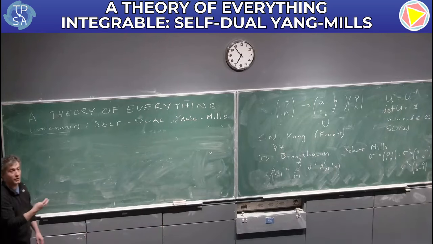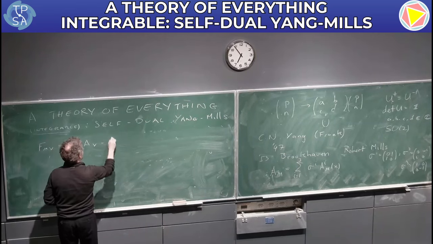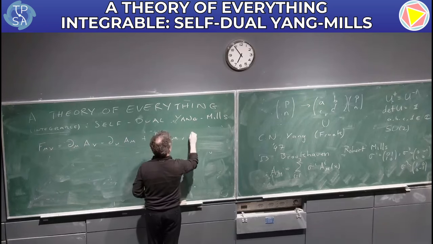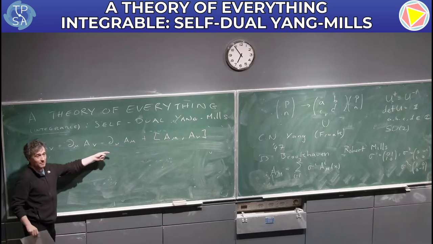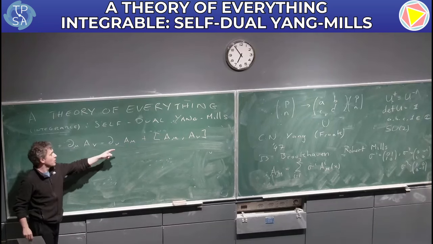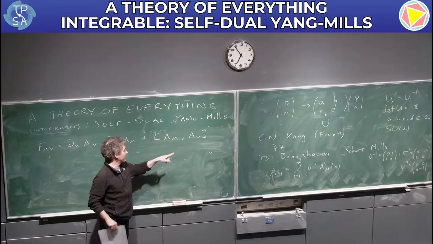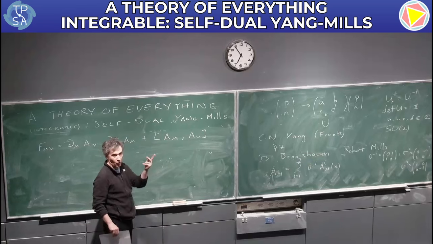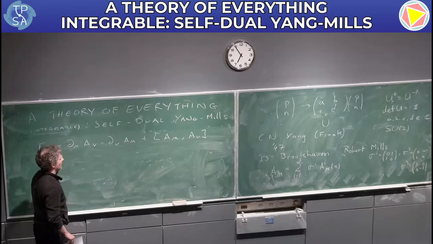I wrote down for you what the field strength in Maxwell was. And this was the answer. So it's the same as Maxwell's theory, but you add an extra term that is the commutator. So again, this is the product of two matrices, and then you take the other order, because now the order matters. And I add that commutator to my field strength.